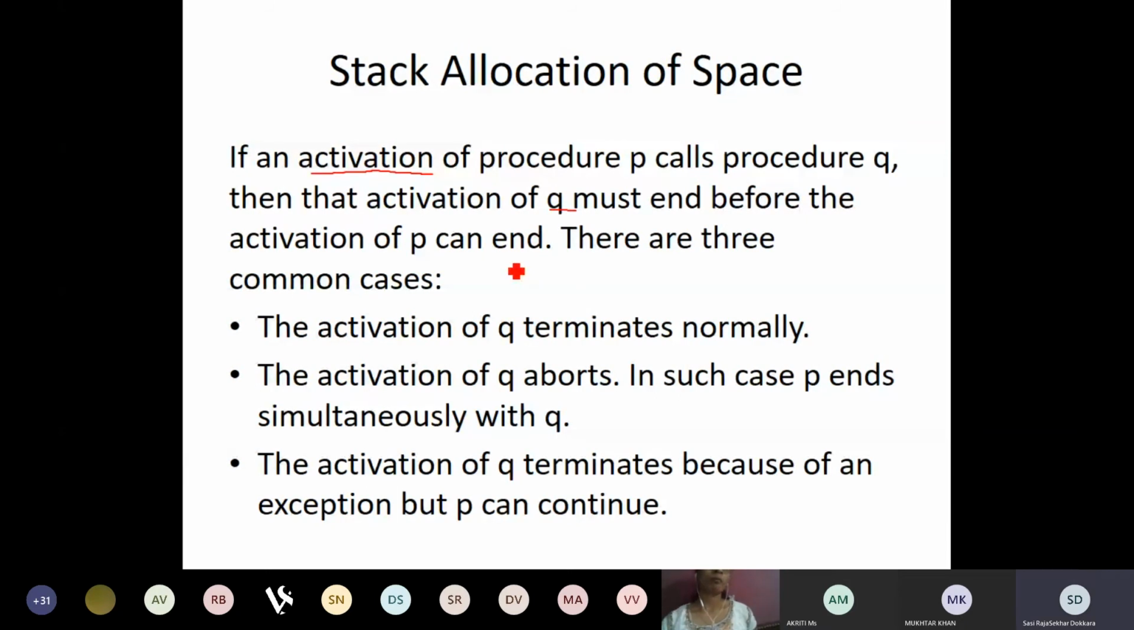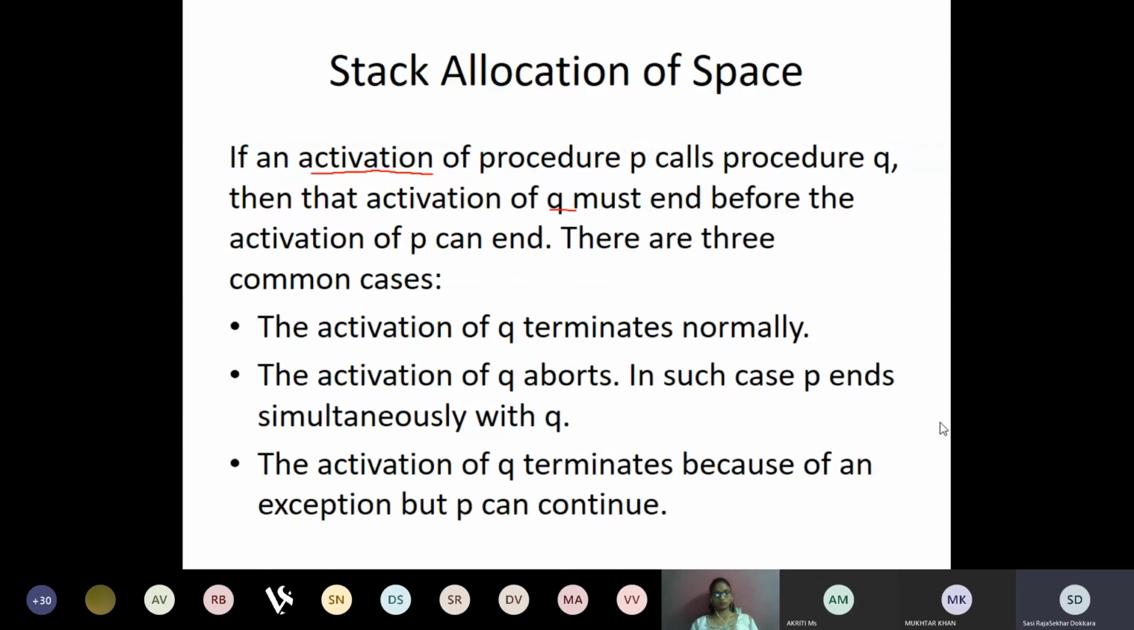In such cases, if activation P cannot handle that, because P is the one which calls and P is the one which expects something to be returned from Q. In such cases, P cannot handle it, then P also ends simultaneously with Q.